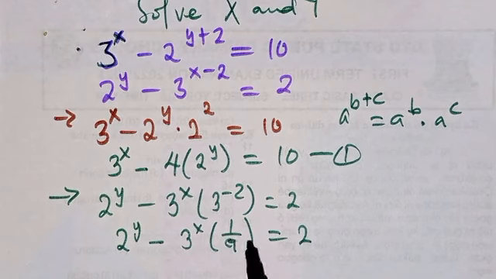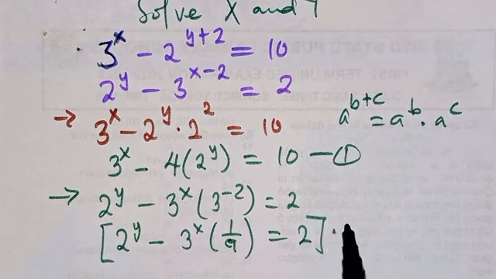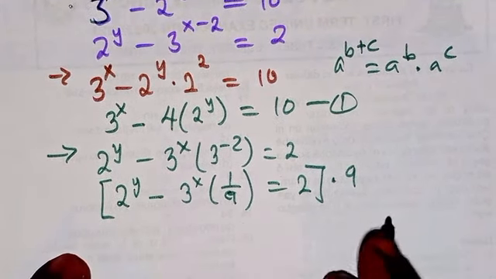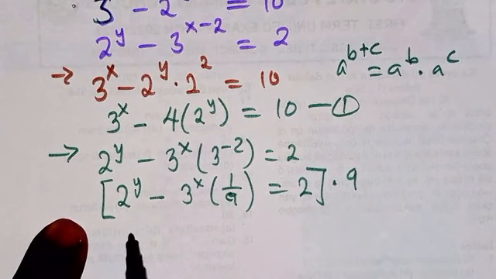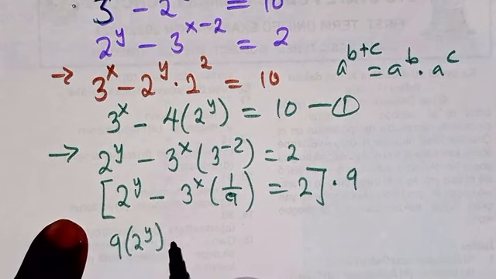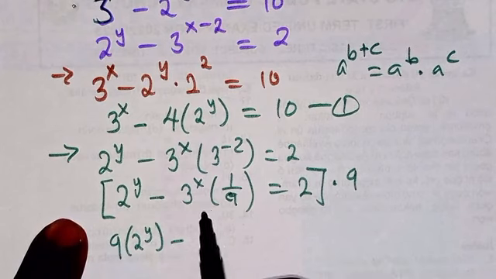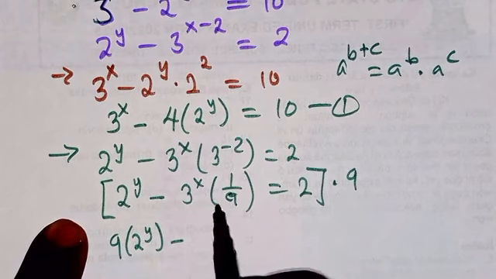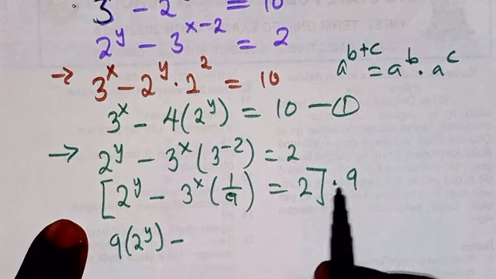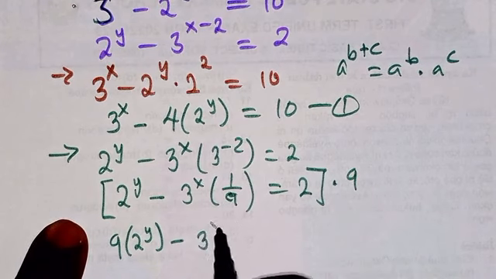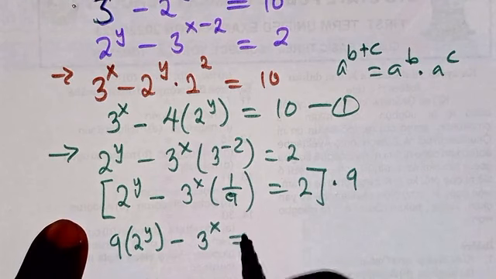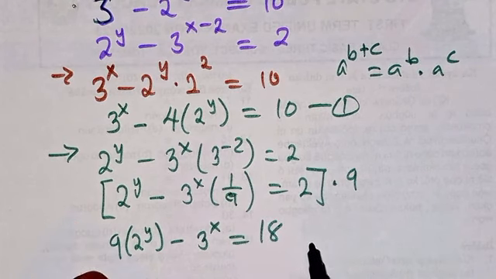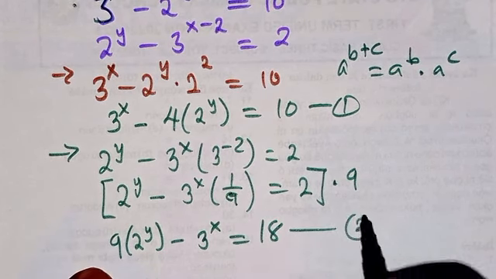I want to get rid of this 9 here, so I'm going to multiply this equation through by 9. Then I have 9 multiplied by 2 to power y, minus 3 to power x, since 9 cancels 9, equals 9 times 2, which is 18. We call this equation 2.